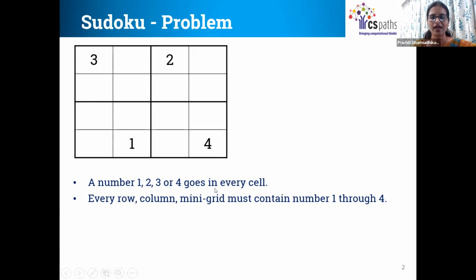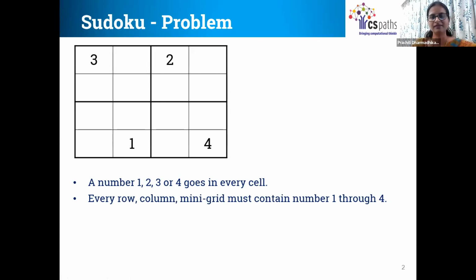Now what exactly we are supposed to do in this Sudoku problem is that all these numbers 1, 2, 3 or 4 have to go in every cell. Okay, and we have to ensure that every row, column, and mini grid must contain the numbers 1 to 4, and in the row or the column the number must not be repeated. So before we start, we have to make the children aware of what exactly Sudoku is and how they have to proceed.